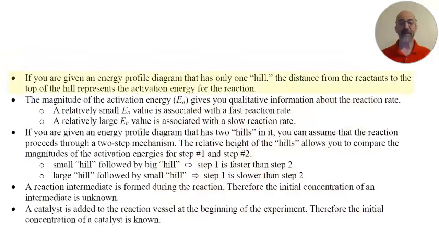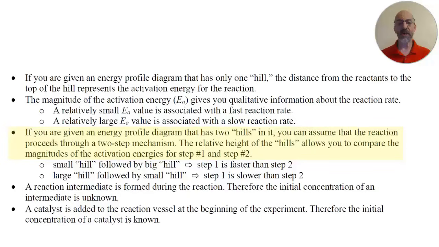All right, my next piece of advice is if you are given an energy profile diagram that has only one hill, then the distance from the reactants to the top of the hill would represent the activation energy for the reaction. And the magnitude of the activation energy gives you qualitative information about the reaction rate, such as fast or slow. So a relatively small activation energy value is associated with a fast reaction rate, and on the other hand, a relatively large activation energy value is associated with a slow reaction rate.